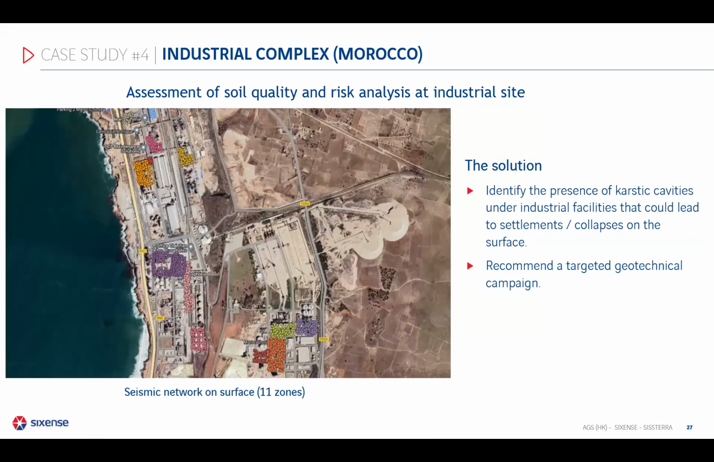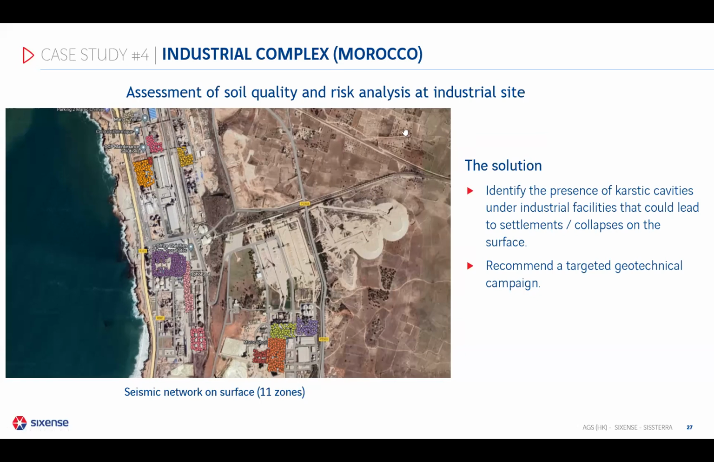Another application is very similar to the Oman application that Clément showed earlier. It's also in an industrial complex in Morocco. This industrial area is very large, a few kilometers across, and they observed some evidence of soil collapses on the surface that could probably be related to the presence of karstic cavities under these industrial facilities. But as Clément also said, in this kind of context it is not possible to have boreholes everywhere in order to detect all the cavities.